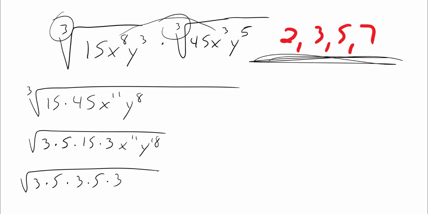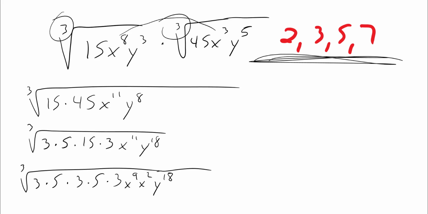Beautiful. Let's do the x's now. Let's deal with the x's. And of course, this is all cube root. So 3 goes into what? 3 goes into 9. So x to the 9th, and then x squared, right? So that gives you 11. And y to the 8th. Hey, 18 is perfect because 18 divided by 3 is 6. So I'm going to leave it as y to the 18th.